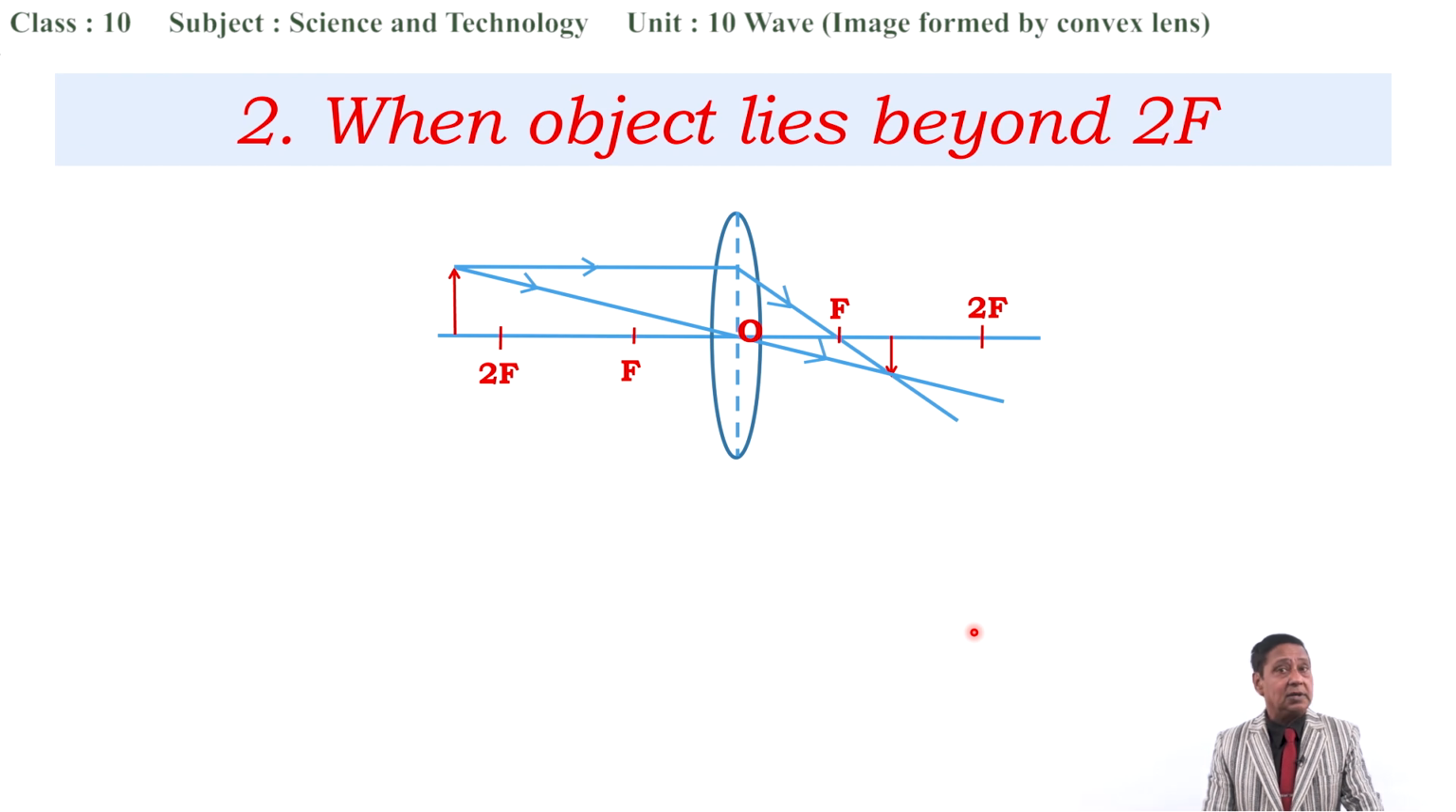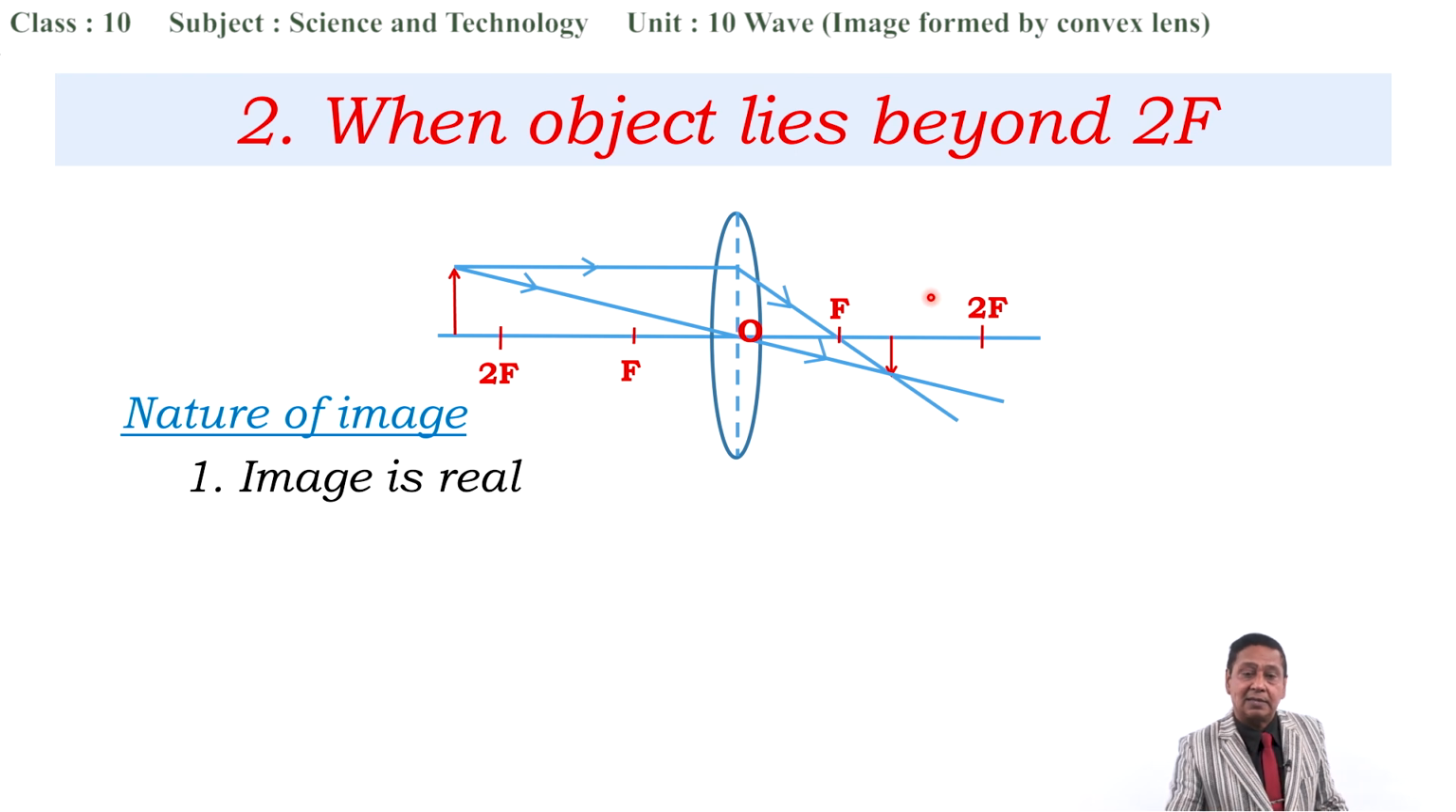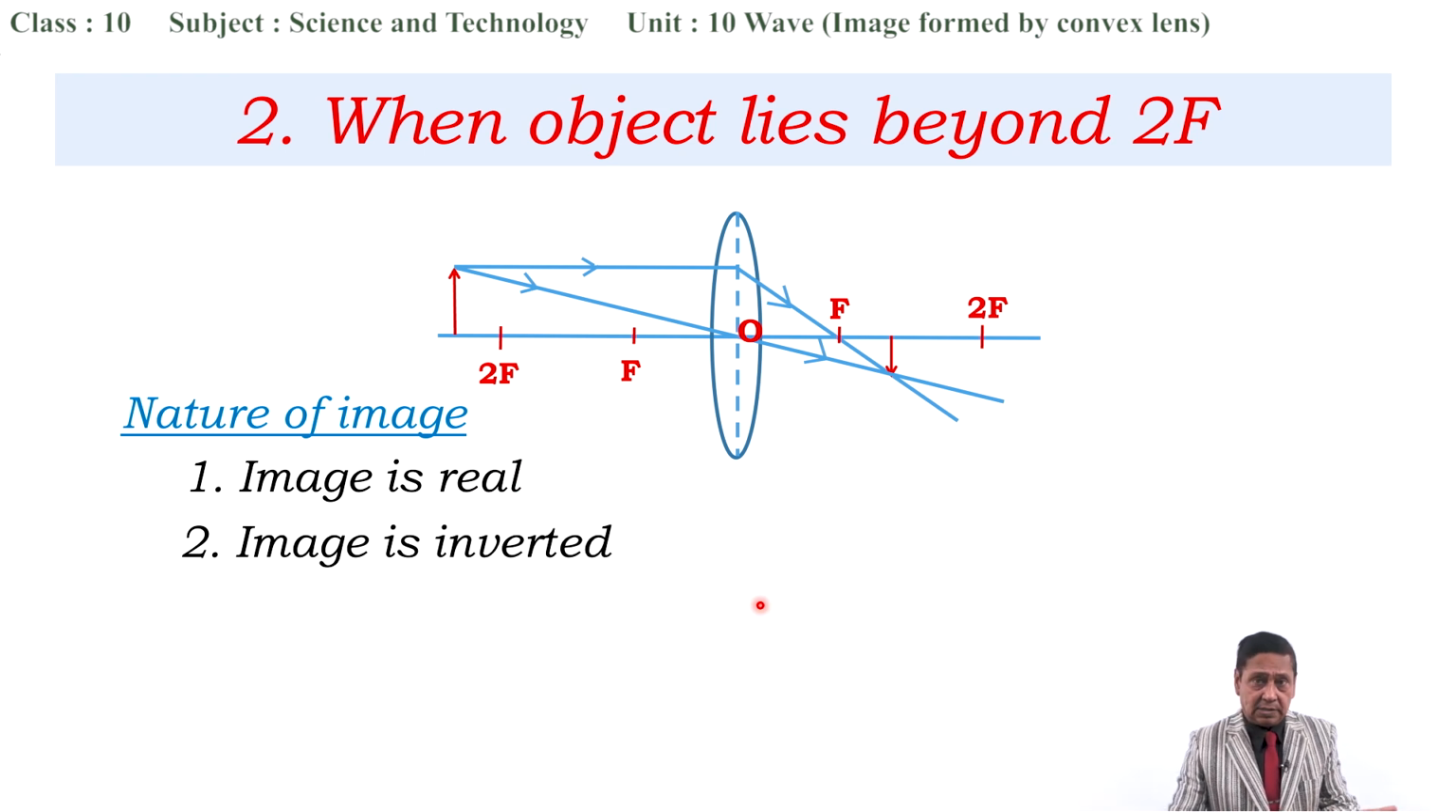Now what about the nature of image? The image is real. Why real? Because really refracted rays are intersected and image formed. That's why this image is real. And second, this image is inverted. Real image is inverted, and here it is seen just inverted. We don't have to be worried about anything because the image seen inverted. Yes, in previous case it was very small, that's why not seen, but here image is inverted.